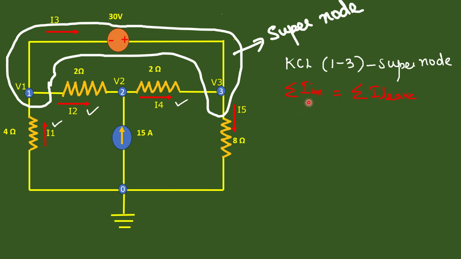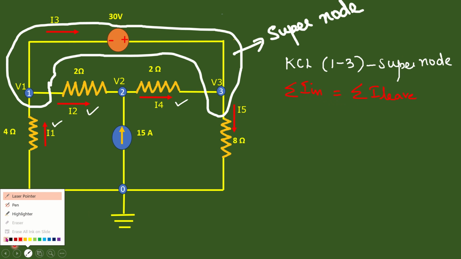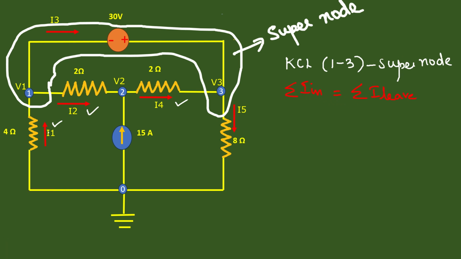We know that KCL says the summation of the incoming currents is equal to the summation of the leaving currents. So at this super node we are now going to write the KCL. Okay, so what are the incoming currents? I1 is incoming for the first node, and this is leaving. I4 is entering into V3, so incoming. I5 is leaving. So incoming are I1 and I4, and leaving are I2 and I5.